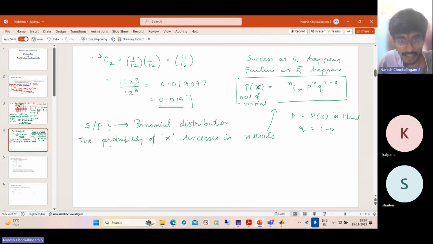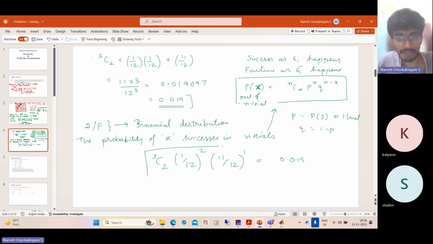So if you do it that way, the probability of 2 successes in 3 trials is nothing but 3C2. What is the probability of success in 1 trial? We already have it, it is 1/12. What is X? 2. And the failure is 11/12. And what is N minus X? 3 minus 2 is 1. So this gives the same answer, 0.019. So you can take either of the 2 approaches.